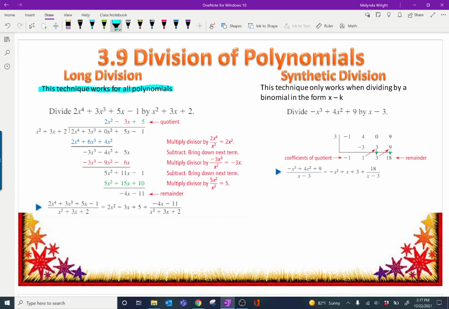We do have another kind called synthetic division. This technique only works when you're dividing by a binomial in this particular form, x minus k. And so we're going to talk about both of those techniques. Let's start with long division first.